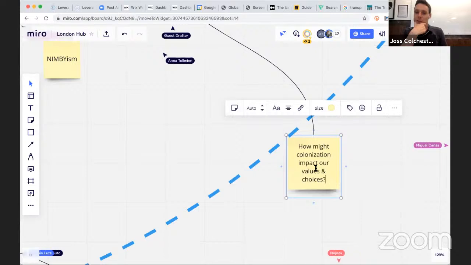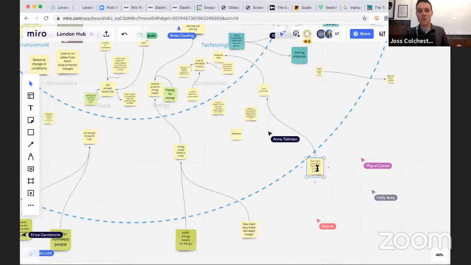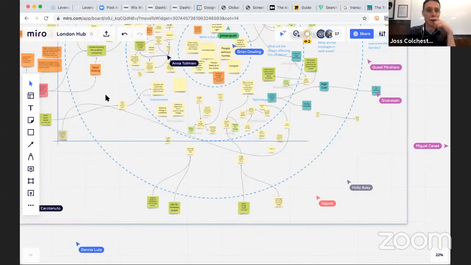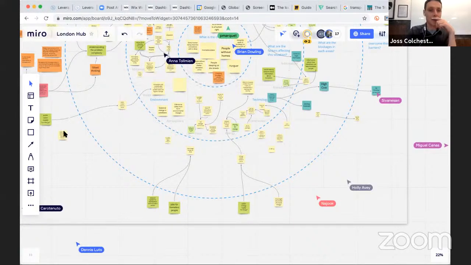Is that something we can go and do? I don't think it is. How might colonization impact our values? You might have there, how might we change the narrative around colonialization to influence our values and choices? And also, that wouldn't really be there, would it? This is about paradigms and mental models, so it's more over here.